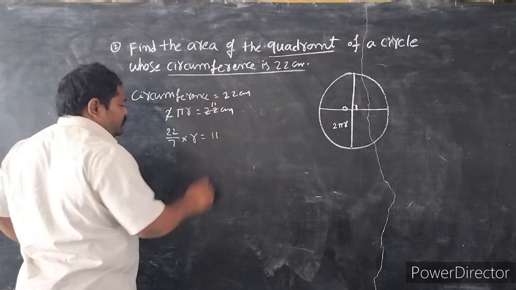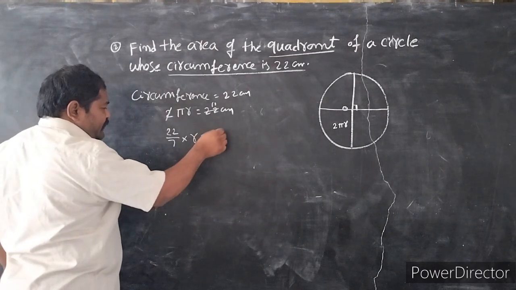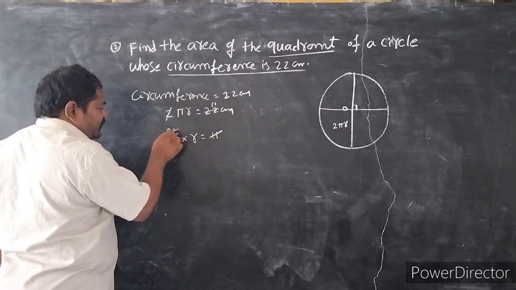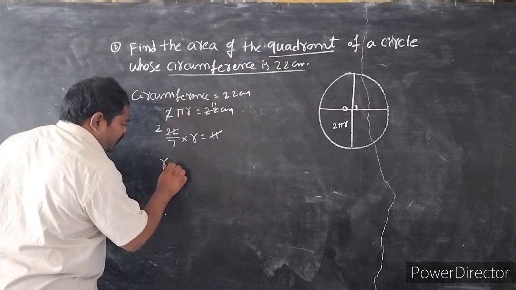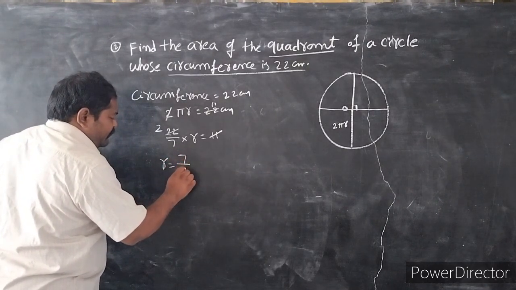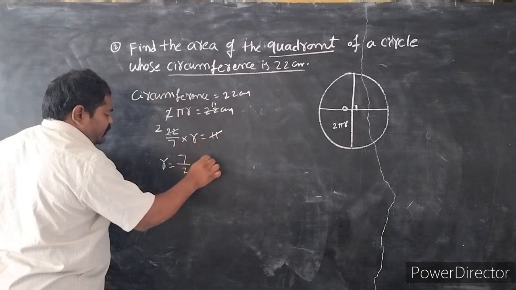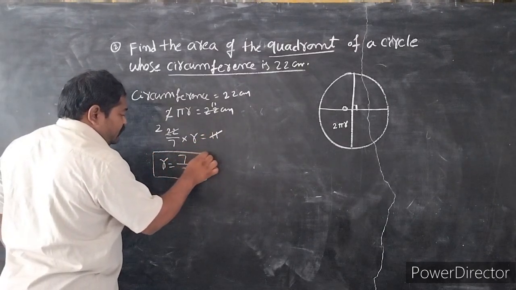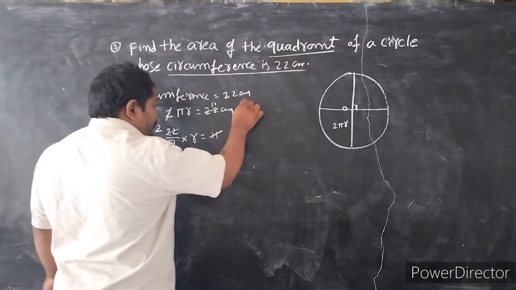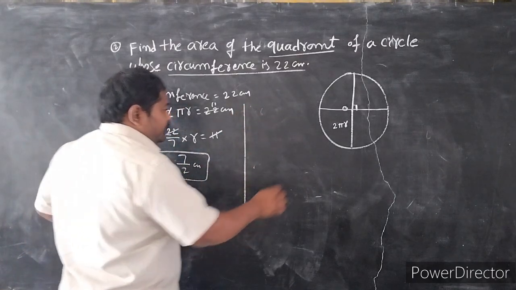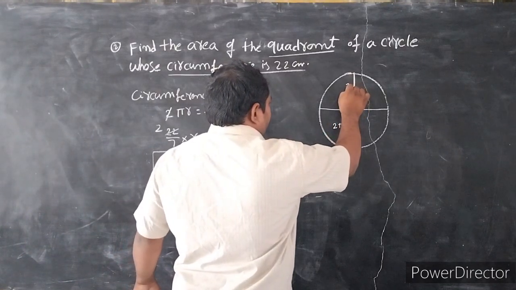On the opposite side we have 11. This can be written as 11 1s are 11, 11 2s are 22. We have to calculate this. R equals 7 by 2 centimeters. When it comes to the LHS, it will get reversed. Therefore, the radius is 7 by 2 centimeters.